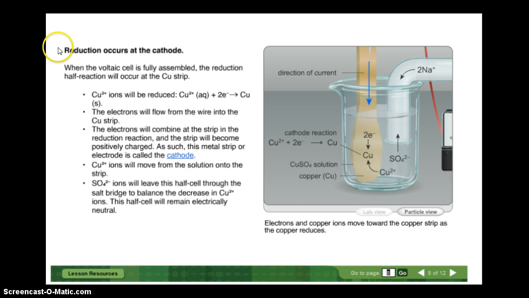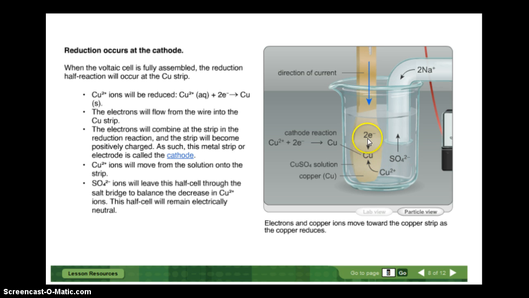So if oxidation happened here at the anode, what do you think is happening in the other beaker? Well, that's going to be reduction occurring at the cathode. When the voltaic cell is fully assembled, the reduction half reaction will occur at the copper strip. Copper 2+ ions will be reduced. So we have copper 2+, which is aqueous, plus the 2 electrons is going to yield solid copper.